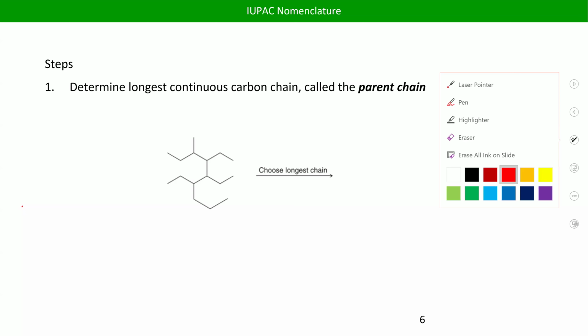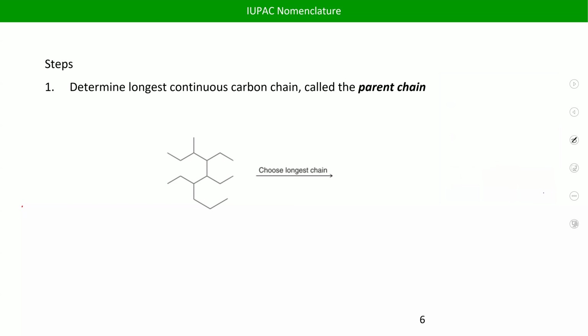I think it's 9. So it's definitely not going to be that way. So we go here. It's definitely not to the right. There's 1, 2, 3. If we go to the left, 2 more there, or 6, 7, 8, 9. So our longest continuous carbon chain in this case is 9. The prefix for 9, I have a table of the prefixes in a second, is non. So this would be a nonane.